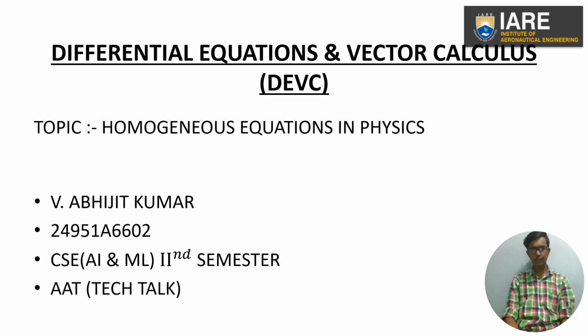My name is V. Abhijit Kumar. My roll number is 24951A6602. I am studying in CSC AIML, that is Computer Science and Engineering, with a specialization of Artificial Intelligence and Machine Learning, second semester, Institute of Aeronautical Engineering.